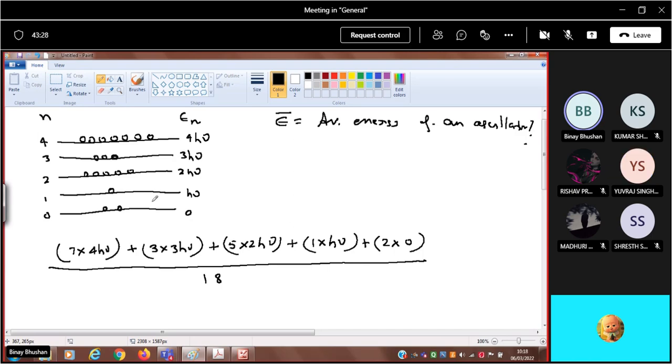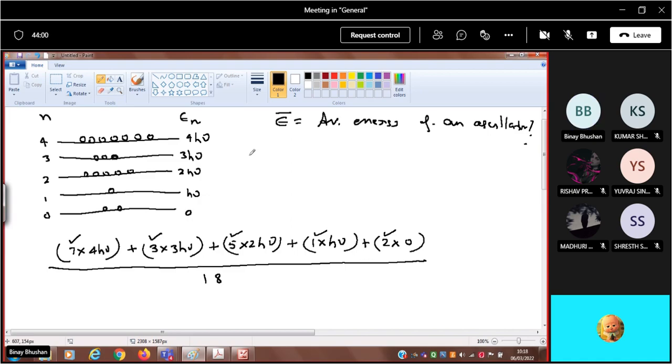Madhuri, are you understanding? Yes, sir. So the question is how to find the number of oscillators in different energy levels. If I can find out these numbers, 7, 3, 5, 1, then it becomes very easy for me to find the average energy of an oscillator, right?